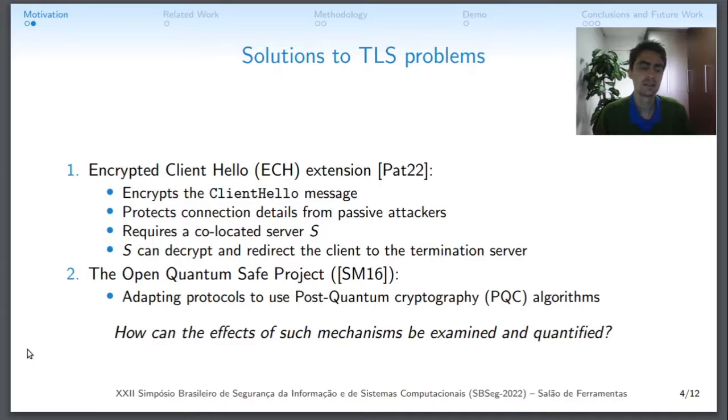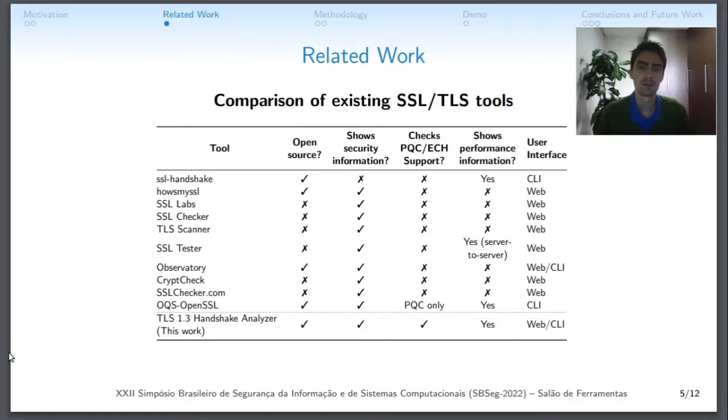However, since these mechanisms are recent, how can the effects of such mechanisms be examined and quantified? The table shows a comparison of existing SSL and TLS tools, where SSL is the precursor of the TLS protocol. Some of them are open source, most of them show security information, but none checks both post-quantum cryptography support and Encrypted Client Hello support. In addition, some of them, not all, show performance information about the connection, and not all of them provide a flexible user interface by providing command line interfaces and web interfaces.